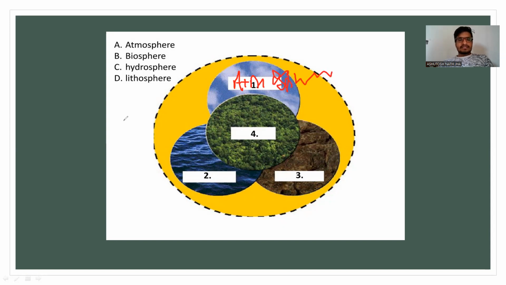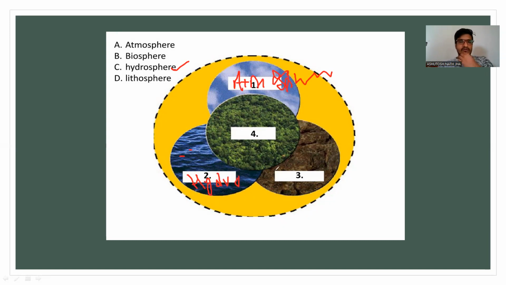And then the second picture depicts water bodies. So what is that known as? Yes, very good. That is known as the hydrosphere. Very good, students. You have to write it also. Hydrosphere.